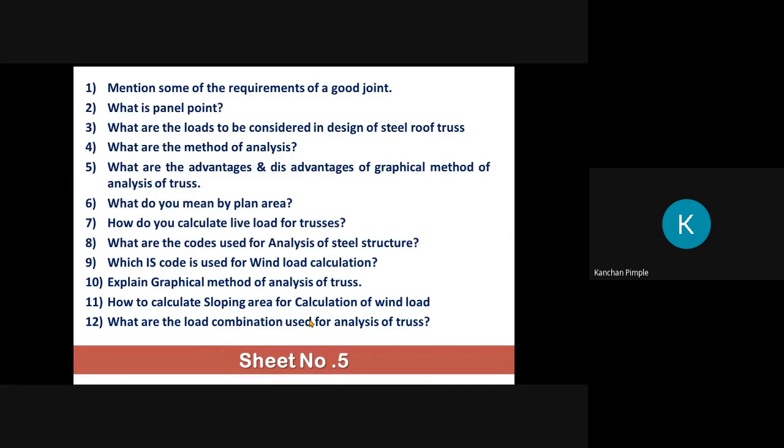Then, how to calculate sloping area? What are the load combinations? Do you remember? Load combinations are in Table 4, page 29 of IS 800. These are partial safety factors. For dead load and live load, 1.5. So just remember the load combinations.